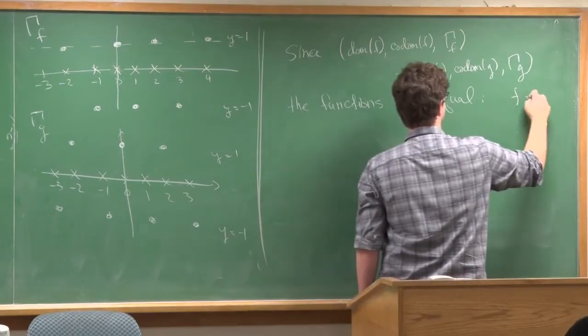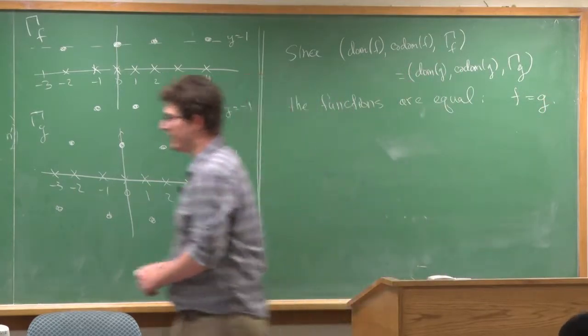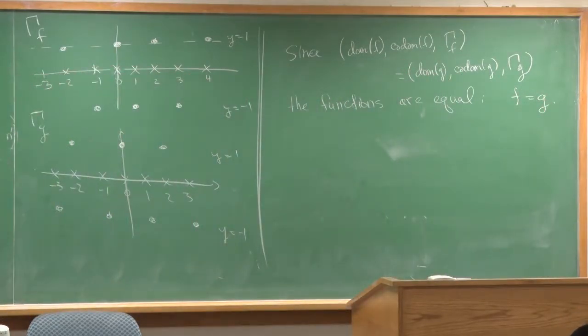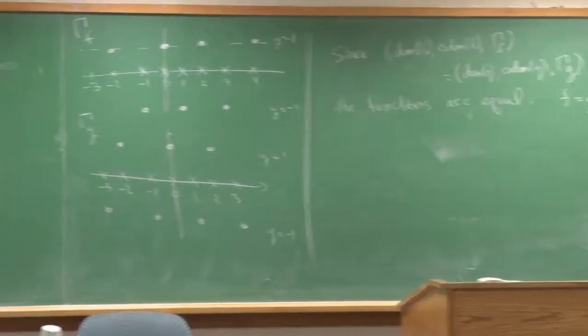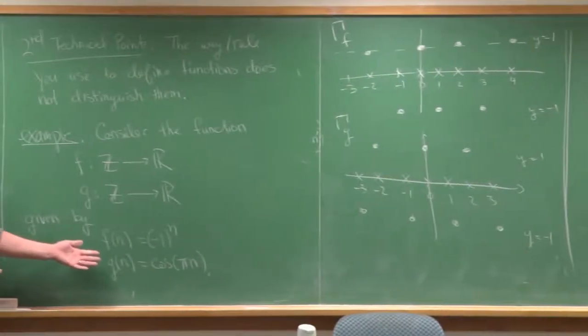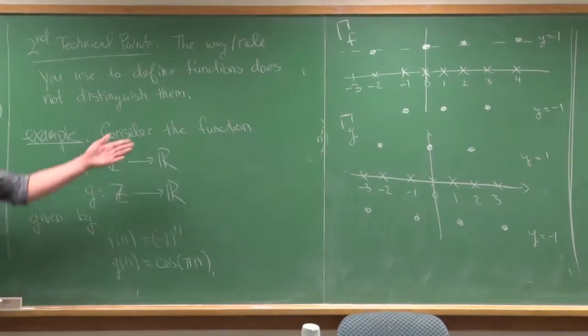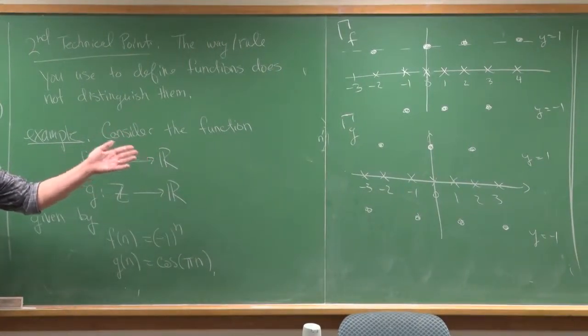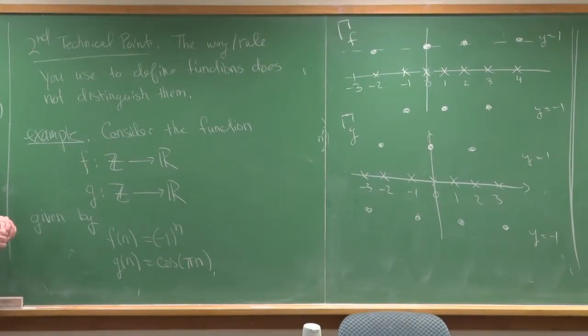So f is the same thing as g. And it doesn't matter how we wrote down the rule. We only care what the output is, right? So we only care what the graph looks like. Does that make sense?